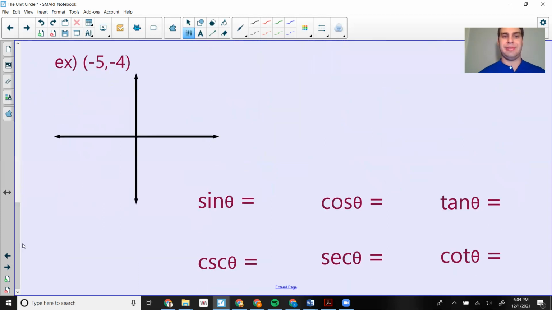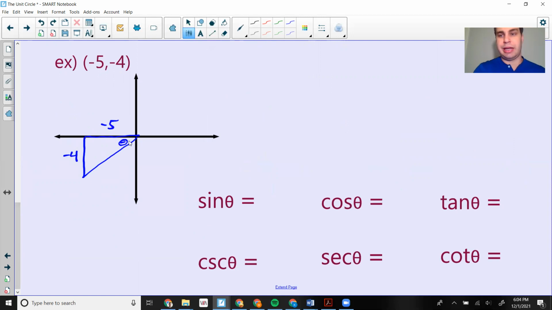Okay, this time I have -5, -4. So if you were to plot these points, this is actually going to lie down here in quadrant 3. Okay, -5 is my x value. Then if I go down 4, it looks like this, and come back. So this is -4. Make it a little better, -5. All right, and then my theta is the closest one to the origin.